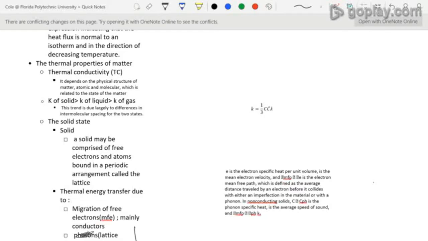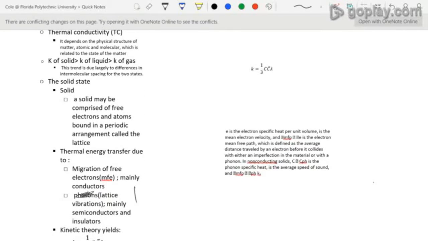And so in solids, the thermal or heat transfer energy is due to two factors: the migration of free electrons and the lattice vibrations, or the phonons. The migration of free electrons is mainly in conductors, and the lattice vibrations play a big role in semiconductors and insulators.